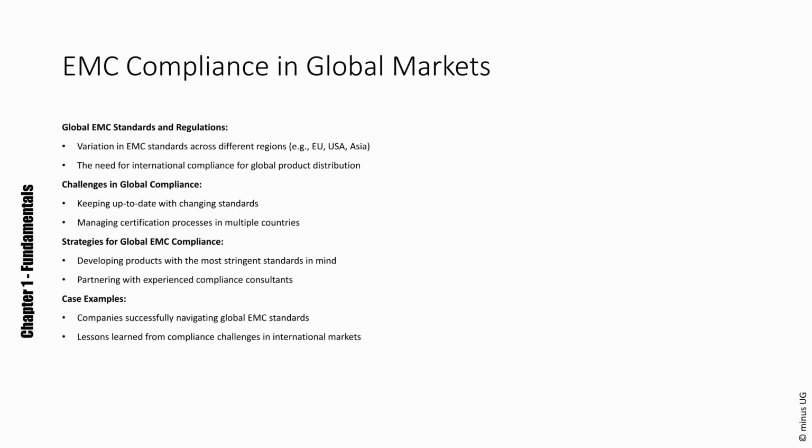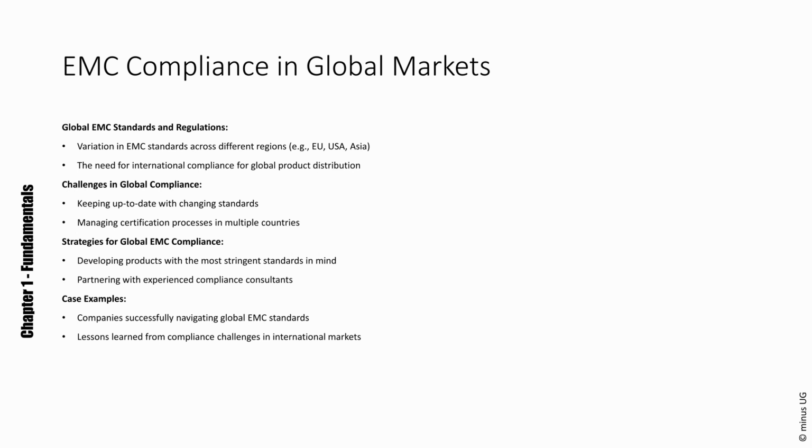EMC compliance in global markets. EMC in consumer electronics. In the field of consumer electronics, electromagnetic compatibility, EMC, is critical to ensure that devices such as smartphones, computers, and home entertainment systems operate reliably without causing or suffering from electromagnetic interference. EMC in these devices not only guarantees their proper functioning, but also ensures that they do not adversely affect other electronic equipment in the vicinity. Moreover, with the growing reliance on wireless technology, managing EMC in consumer electronics has become even more crucial to prevent signal interference and ensure user safety.